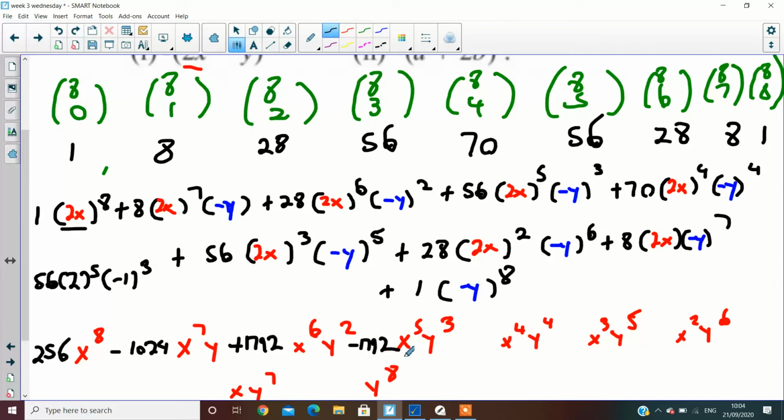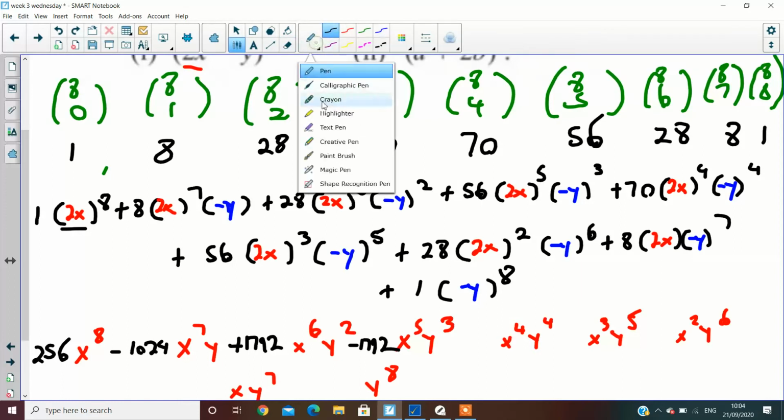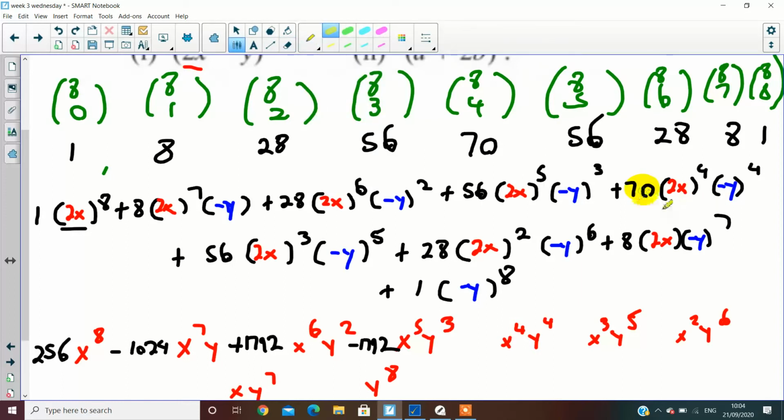Okay. The next one is the x^4 y^4 one, which is 70 times 2 to the power 4 by minus 1 to the power 4. What do you get? 1,120. We all good with that?